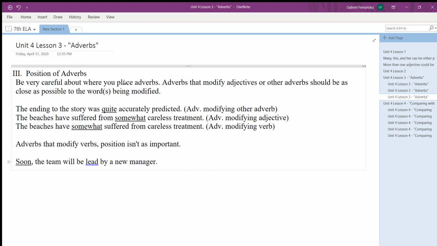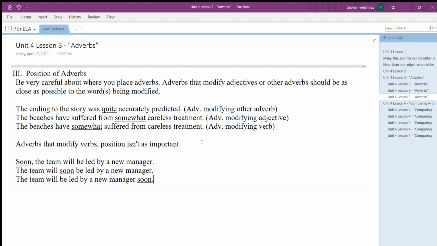Soon the team will be led by a new manager. It wants me to put LED, L-E-D, both work the same. We could also say the team will soon be led by a new manager, same length. And we can also say the team will be led by a new manager soon. All three sentences, same length. Three different positions of the adverb soon. Guess what? It did not change the meaning in any case. So position isn't as important when modifying verbs, but definitely important when adverbs are modifying adjectives or other adverbs.